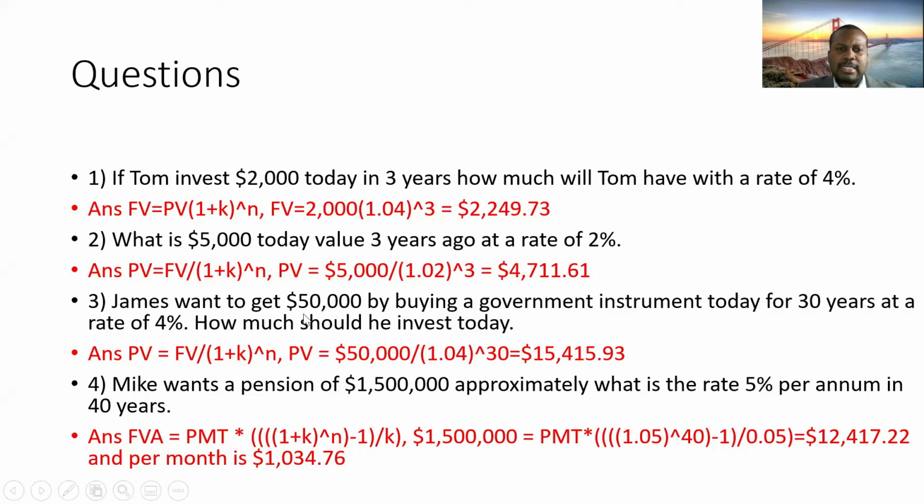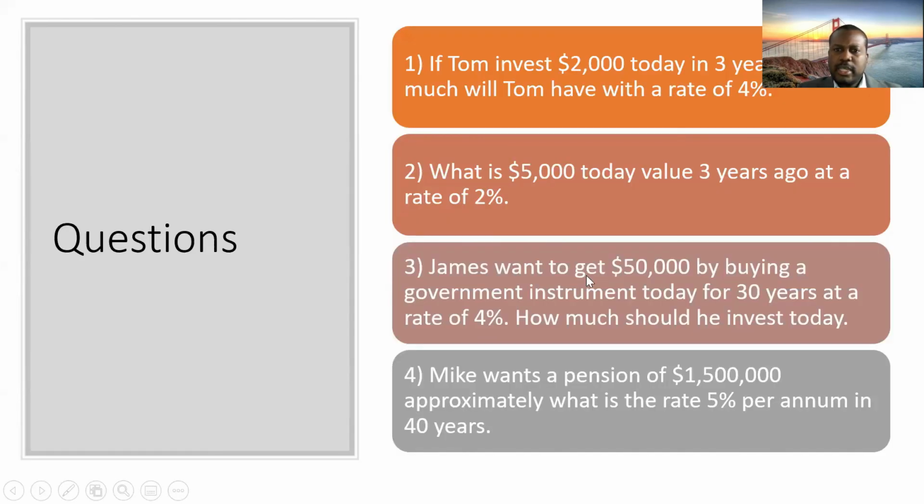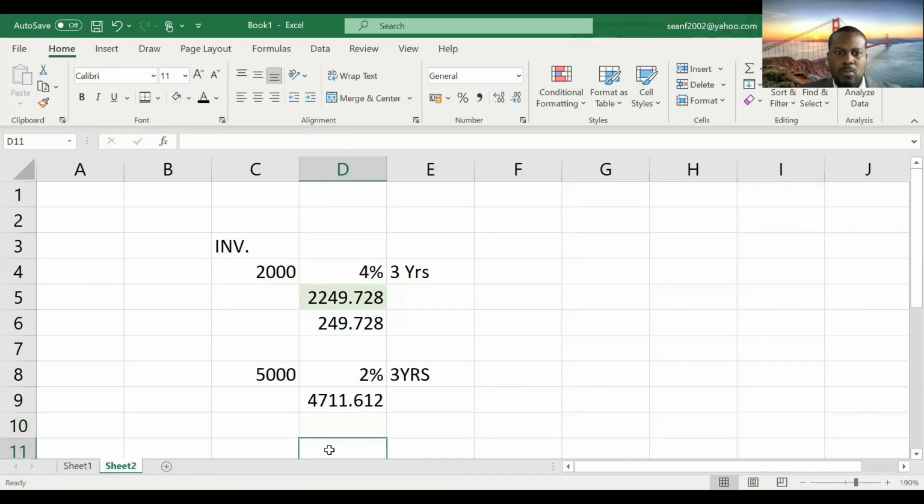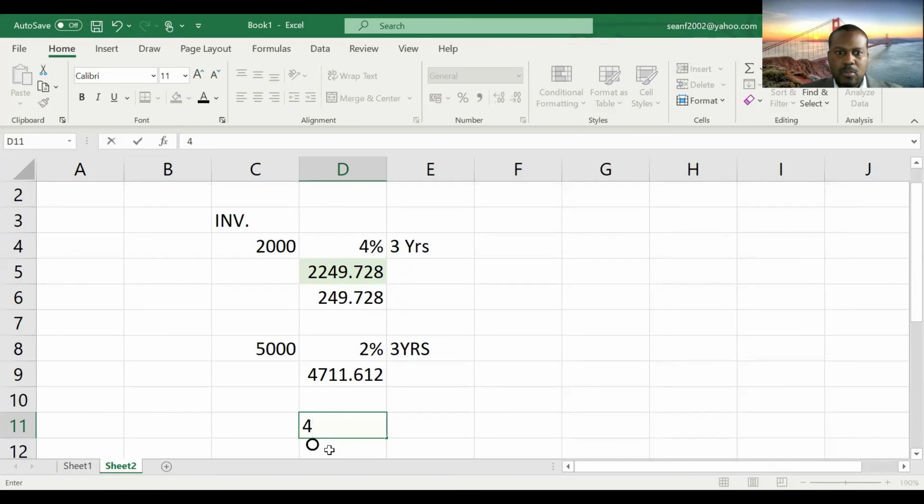So James wants to get 50,000 by buying a government instrument for 30 years at a rate of 4%. How much should he invest today? So 50,000 he wants, and his rate is 4% in 30 years. Let's go and share screen.